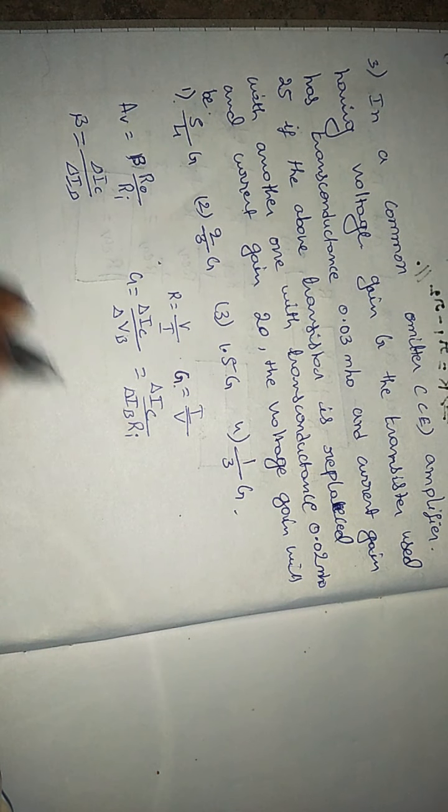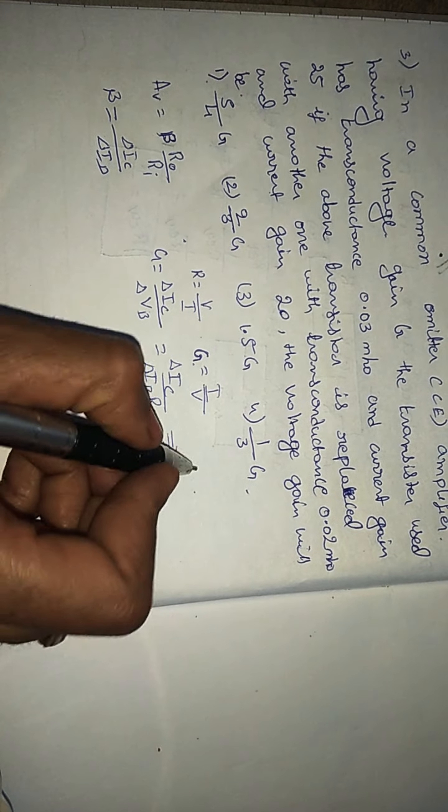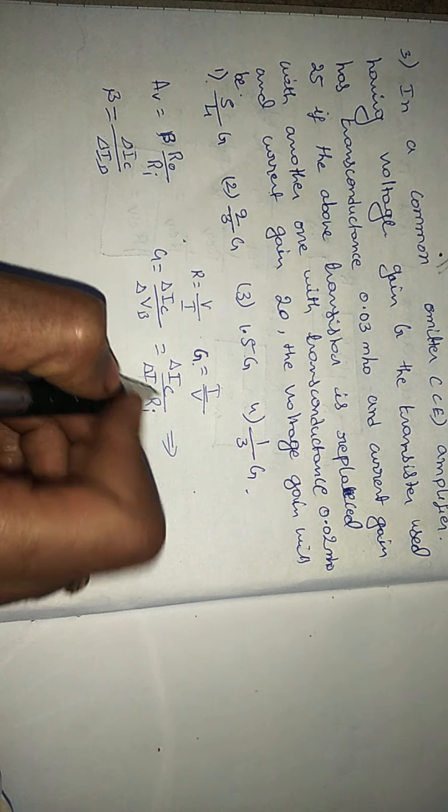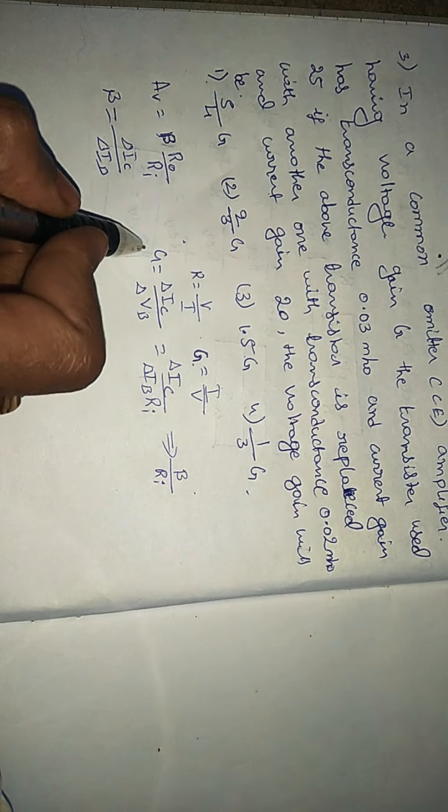So now we know what beta is. Beta is the current gain, equal to delta IC divided by delta IB. So from this, delta IC divided by delta IB is beta, divided by RI. Beta divided by RI is what? That is G. So G is equal to beta divided by RI.